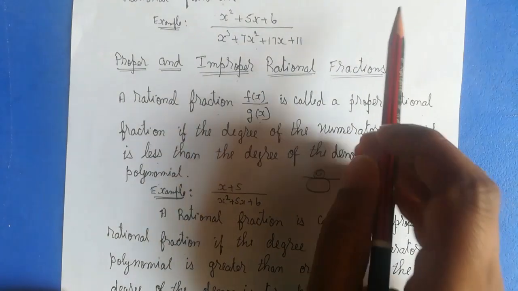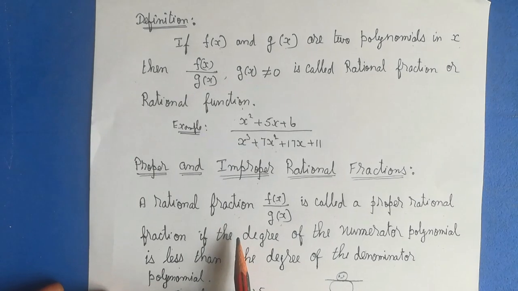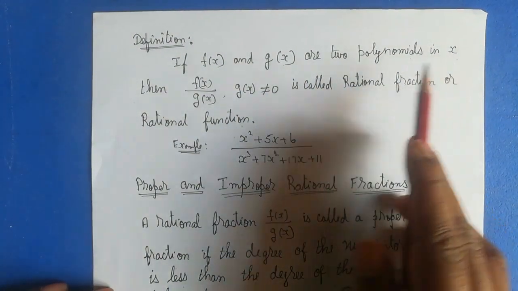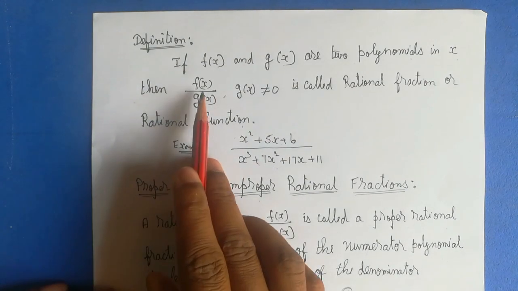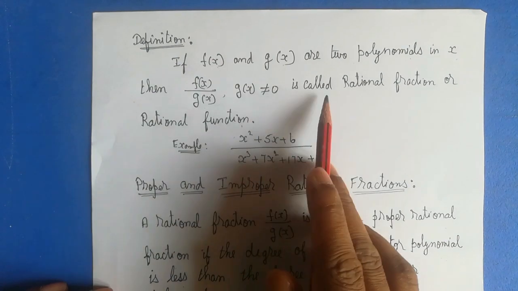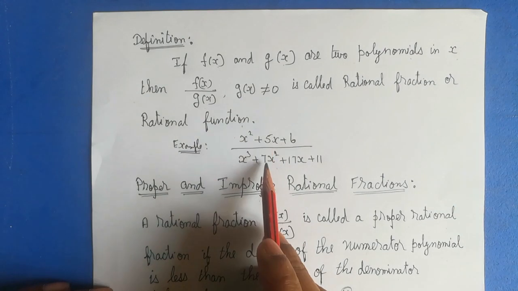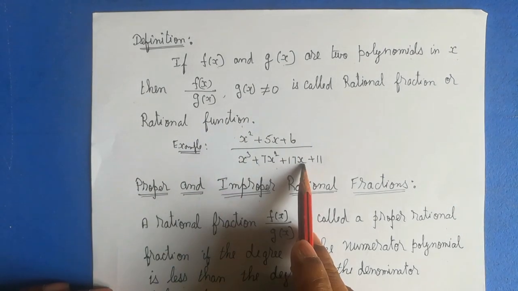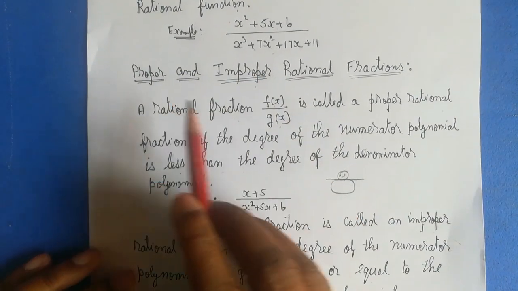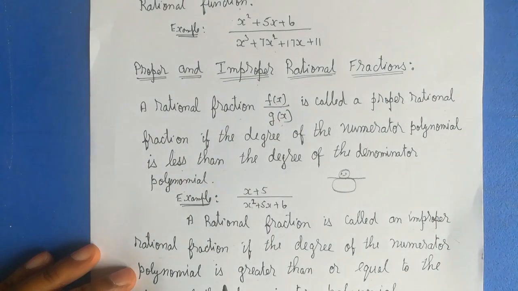We will see the definition of rational fraction or rational function. If f of x and g of x are two polynomials in x, then f of x by g of x, where the denominator g of x is not equal to 0, is called a rational fraction or rational function. Like this, one polynomial equation by another. This is considered of two types, proper and improper rational fraction.